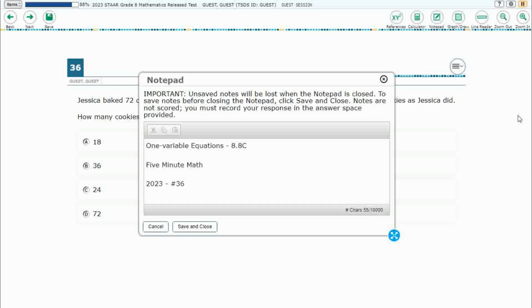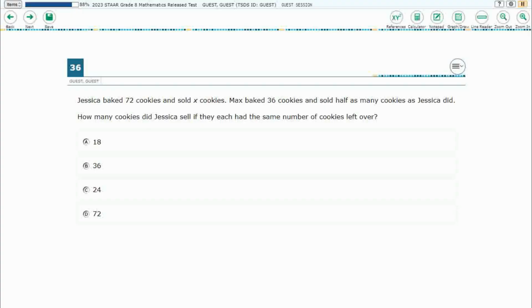Today we are looking at the 8th grade concept of one-variable equations. This is standard 8.8c in the great state of Texas, and we are using item number 36 off the 2023 released STAAR test. If you haven't done so already, please go ahead and take a moment to pause the video, work this problem out on your own, unpause it, and we will look at our answers together.